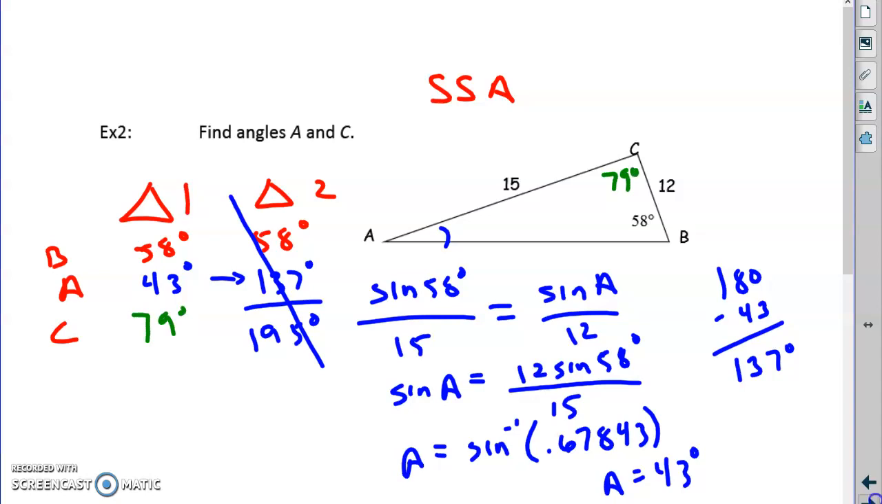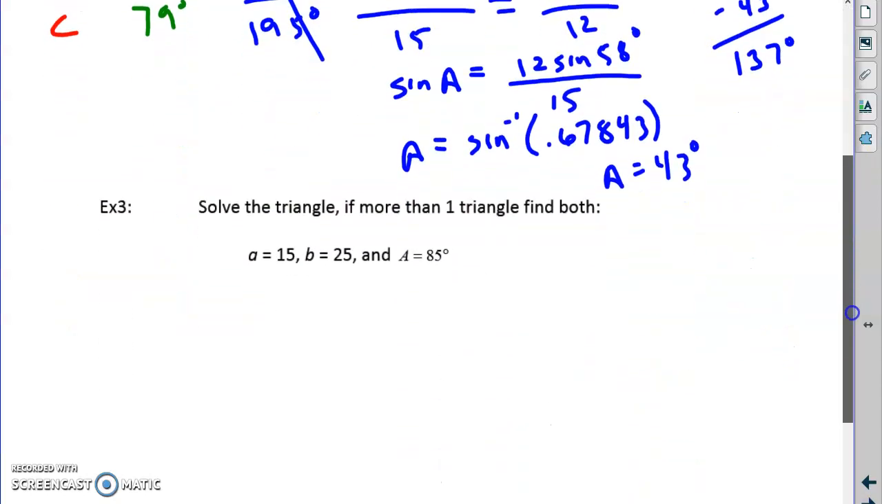And we could solve for side C. So that's an example where side-side-angle does just generate one triangle, not two. It showed up when the supplement had too many degrees to make triangle 2. Let's take a third example.